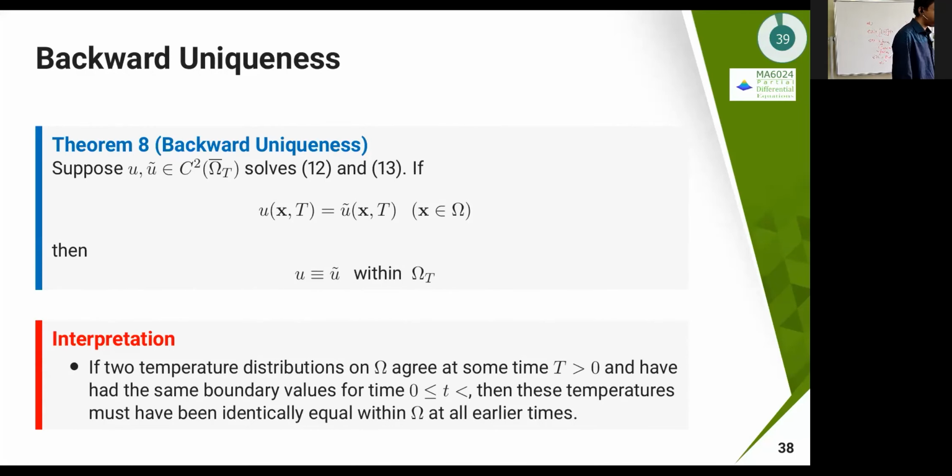So for backward uniqueness, you have this one interpretation like this. If you have some distributions in the positive direction, then in the backward direction you can just claim. So this also I leave for self-reading.